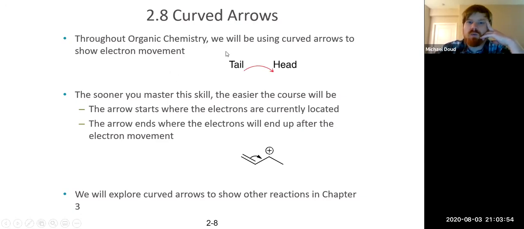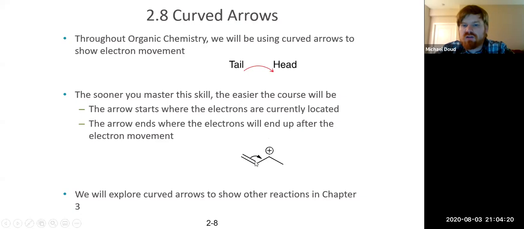But the idea is what we're going to do is we're going to show electron movement by using what we call curved arrows. So we have the tail of the arrow here and the head of the arrow here. Just keep in mind, the tail is like where the arrow comes from and the head is where the arrow points to. The tail is going to be where the electrons are currently located, and the arrow is going to point to where the electrons are going to end up.